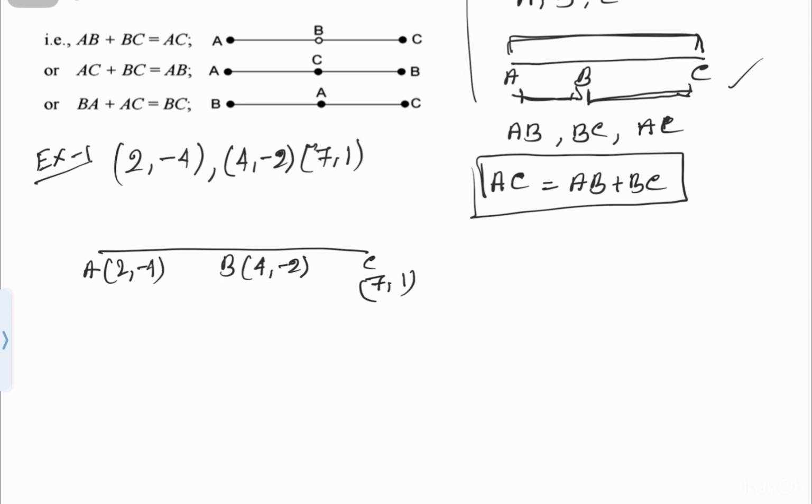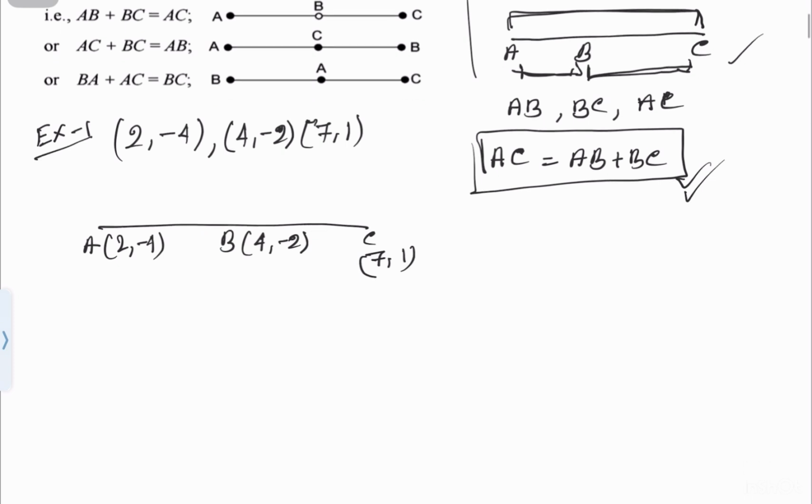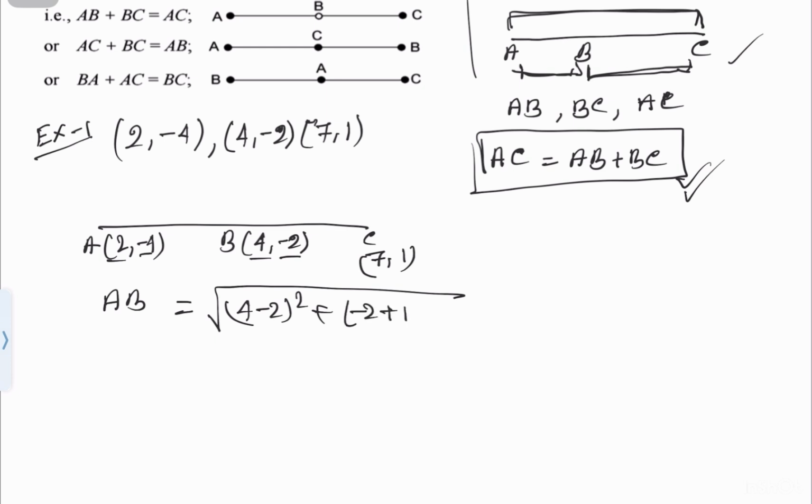What is our collinearity condition? This is our collinearity condition. That means try to find the distance AB. What is the distance formula? Square root of x2 minus x1 whole square plus y2 minus y1 whole square. So 4 minus 2 square plus minus 2 minus of minus 4, that means plus 4, whole square. What will be the value? This is 4, this is also 4, equal to 2 root 2. Clear? AB.